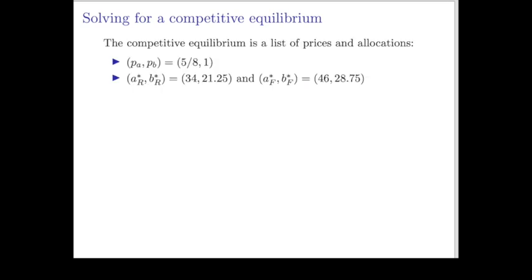Okay, so the competitive equilibrium here is a list of prices. We've got those prices. 5/8 is the price of apples, 1 is the price of bananas. An allocation for each consumer. So we've got 34 apples and 21 1/4 bananas for Rob, 46 apples and 28 3/4 bananas for Friday.